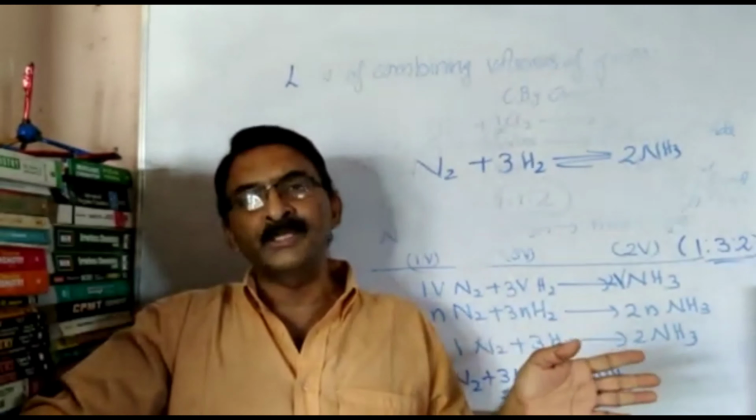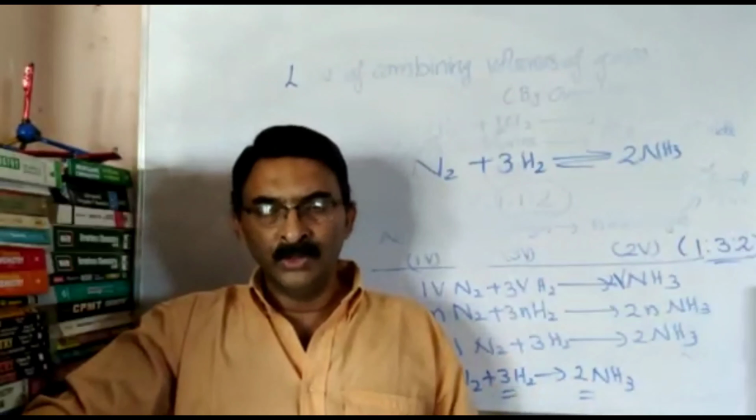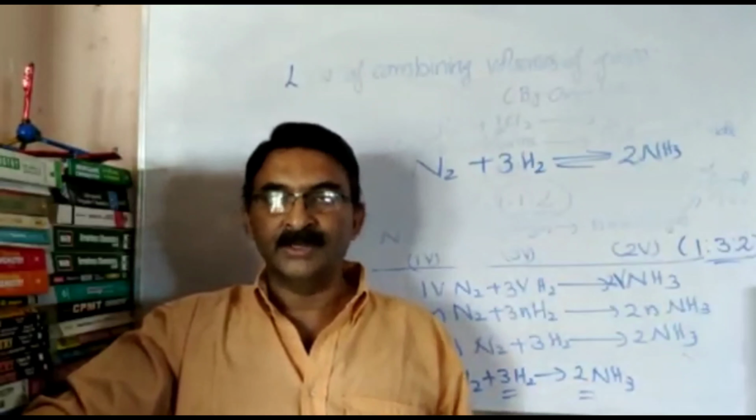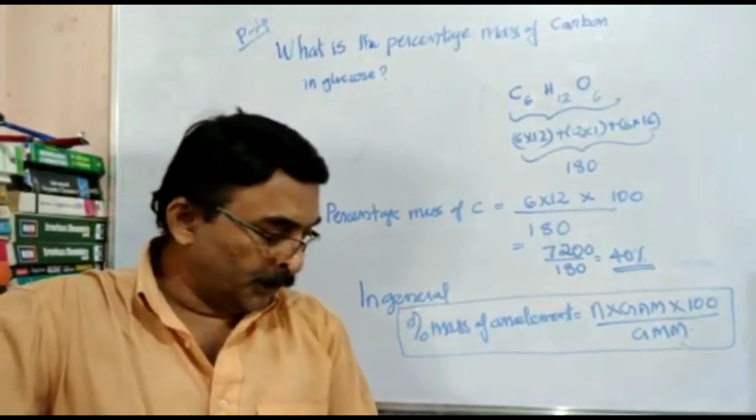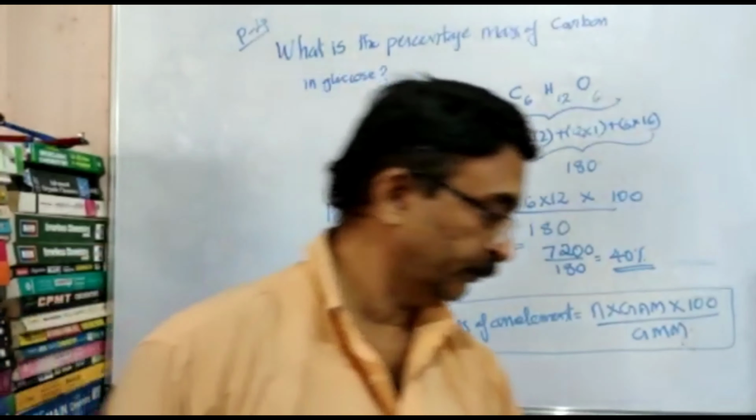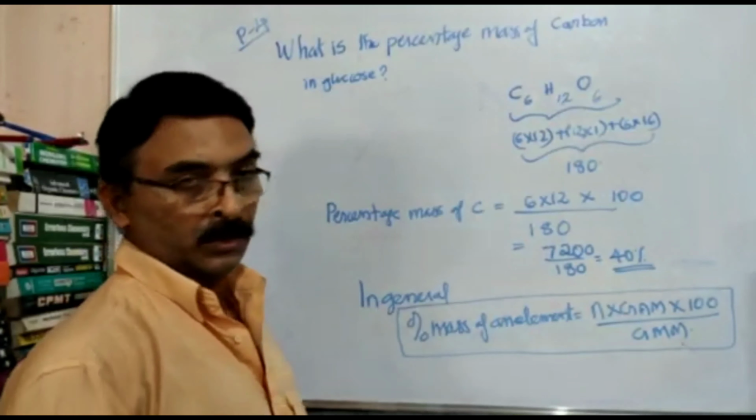There are countless ways of asking questions. We'll do that in the next stage onwards. Our next problem is from the law of definite proportion. The question reads, what is the percentage mass of carbon in glucose?